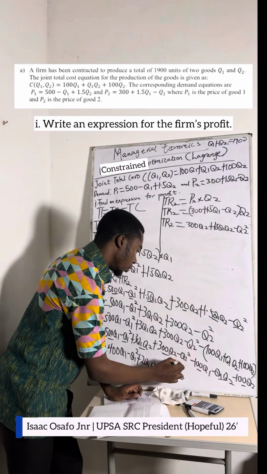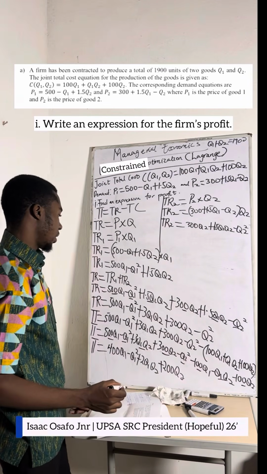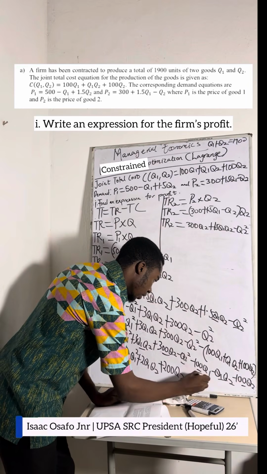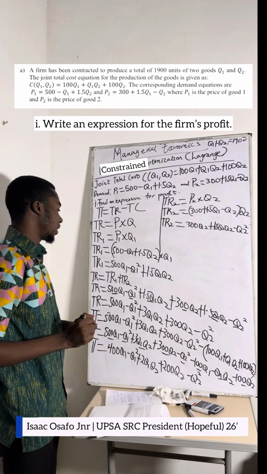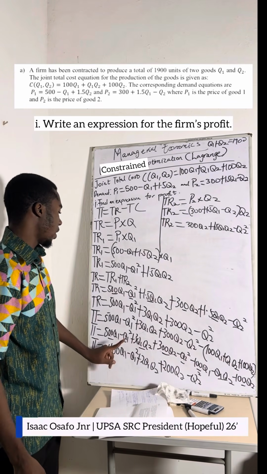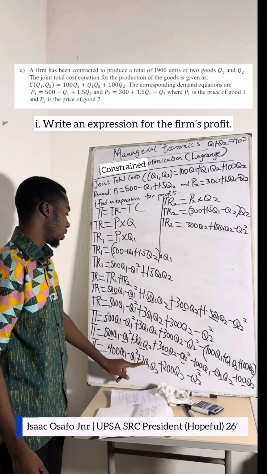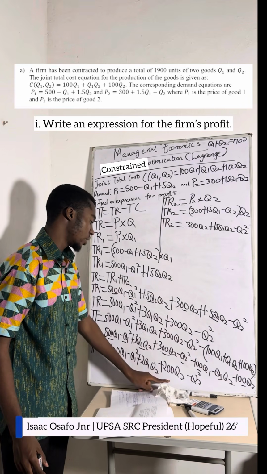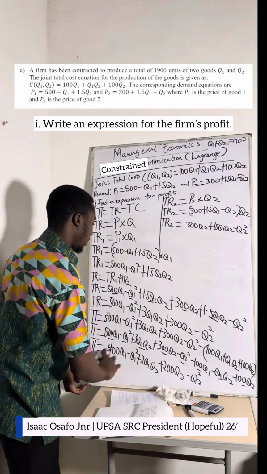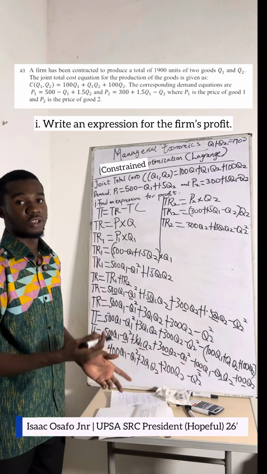Then negative Q2 squared. Is there any other Q2 squared? No, we are done. So you've underlined all the things, meaning you are done with each of them. So ladies and gentlemen, this is the profit function: 400 Q1 minus Q1 squared plus 2 Q1 Q2 plus 200 Q2 minus Q2 squared. Depending on how you do yours, any of them can come first. It depends on how you arrange it, you get it.